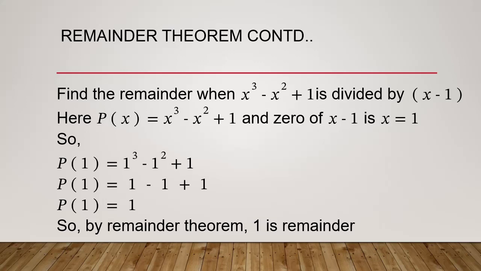Now substitute the value of x equals 1 in our given polynomial. So we get p of 1 equals 1 cube minus 1 square plus 1, or simply, on solving, we get p of 1 equals 1. So by remainder theorem, 1 is the remainder of this polynomial. So basically, remainder theorem gives us the remainder without performing actual division.